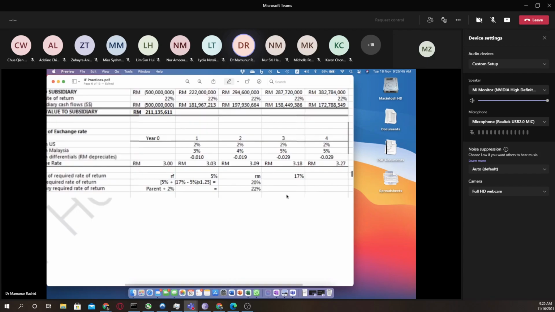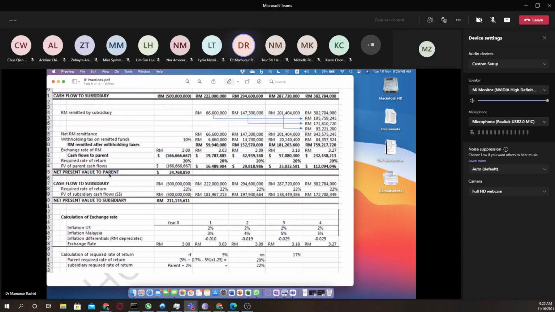So when you are calculating net present value for the parent, you will use 20%, 20, 20, 20, 20, and 20. When you go to the Malaysian case, you see 22, 22, 22, 22, and 22. So at 20% cost of capital, your present values are calculated, which gives you a net present value of 24.768, which is a positive value. It means you can accept the project.